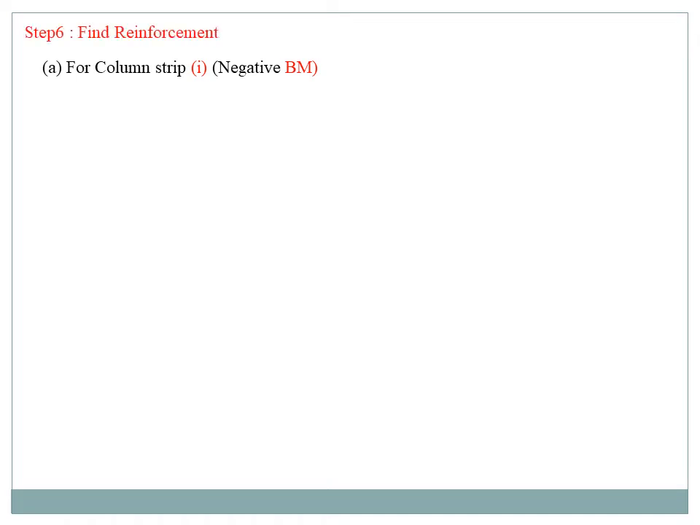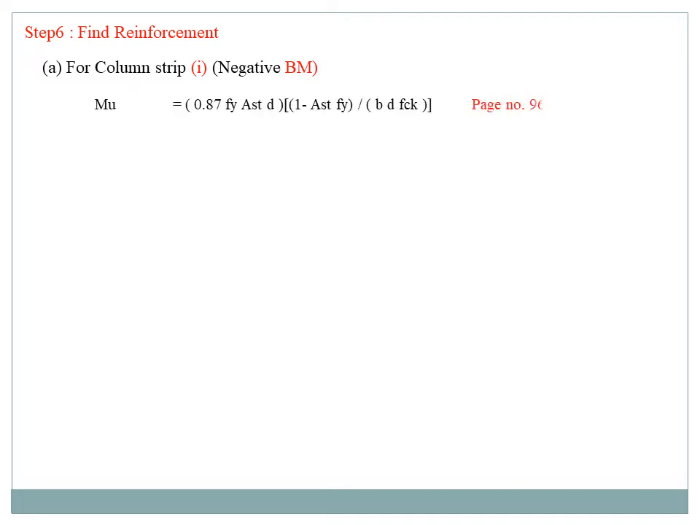So step number 6, find reinforcement for column strip. First one is negative moment. So reinforcement, we need to find out for the column strip and middle strip separately. In our column strip, negative moment is separate and positive moment is also separate. In the middle strip also, negative moment is separate and positive moment is also separate. We need to find that.